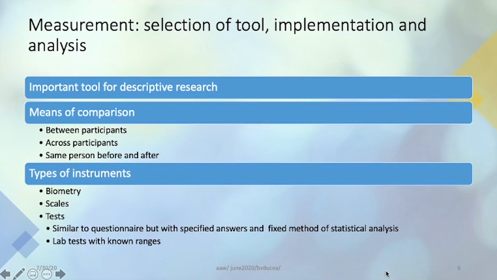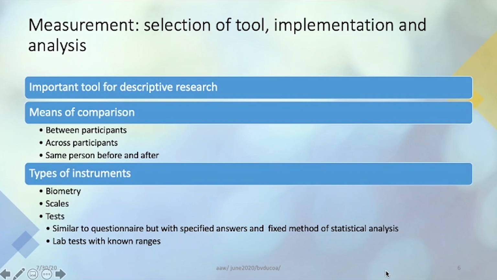Let's go to the next technique. It's measurement. Measurement is the most important tool for descriptive research. We are dealing with qualitative aspects. We are dealing with varna, we are dealing with dhvani, we are dealing with sparsha, we are dealing with the akriti, and here we need to have certain measurement methods. These are the means of comparison. The comparison can be of three types: between participants, across participants, and we might compare the same person before the intervention and after the intervention.